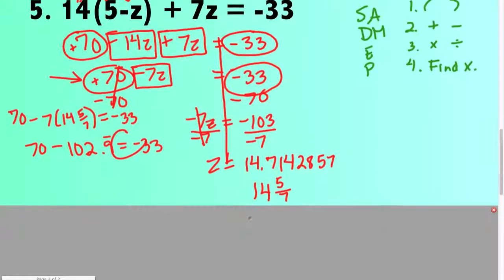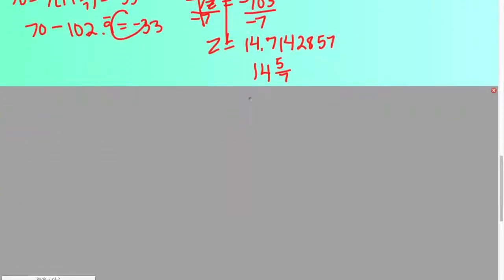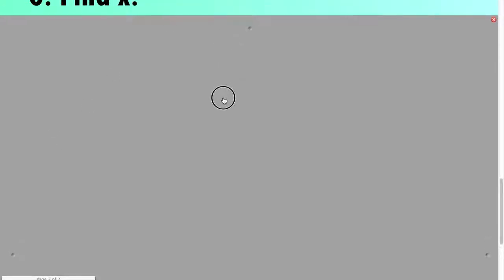Let's go down to number 6. All right, now this one's a little bit different. You're going to find x when given a shape, and we know the sum of the angles of a triangle equals 180 degrees. So we're going to make this equation equal to 180, and we're going to add all of these angles together on the right-hand side.